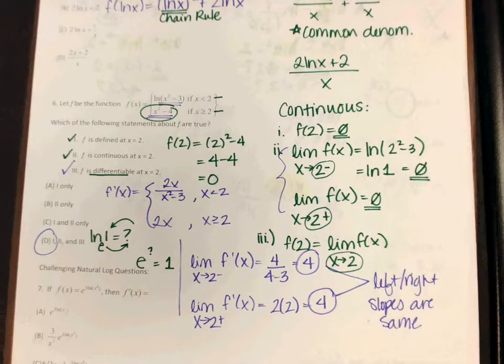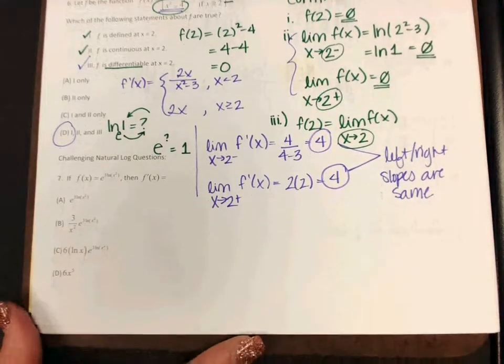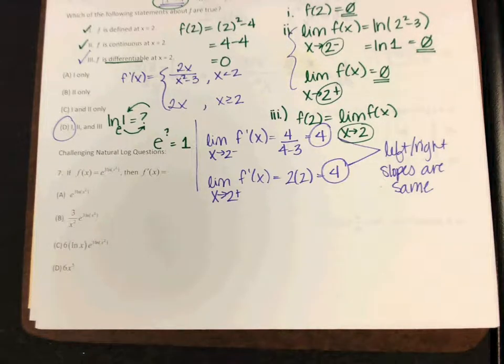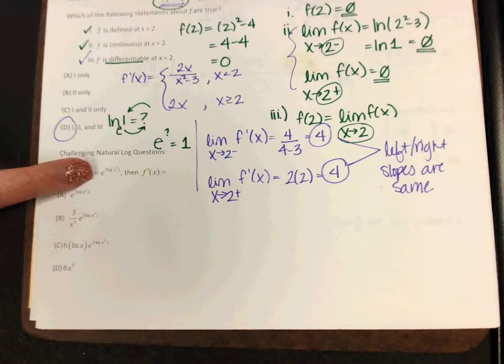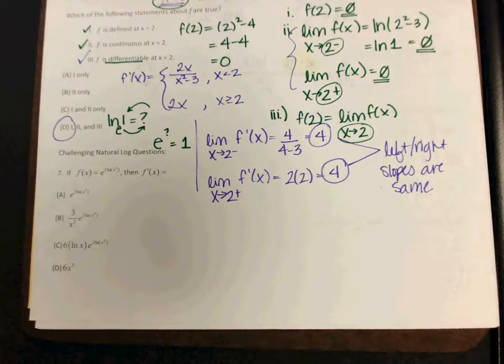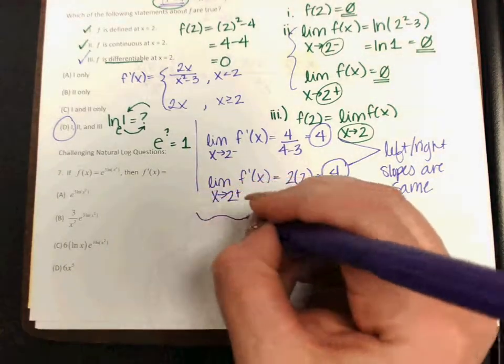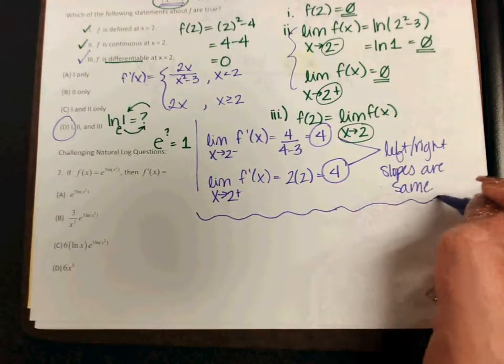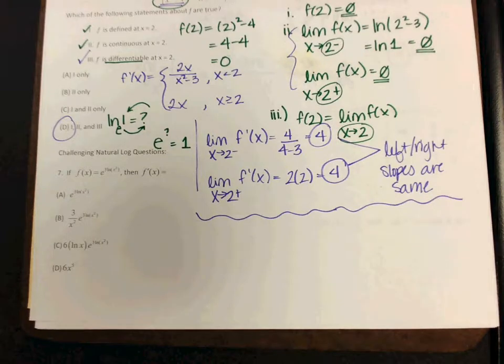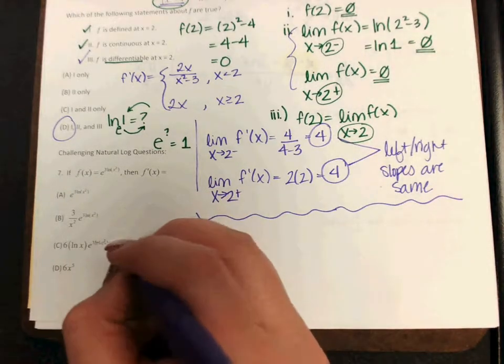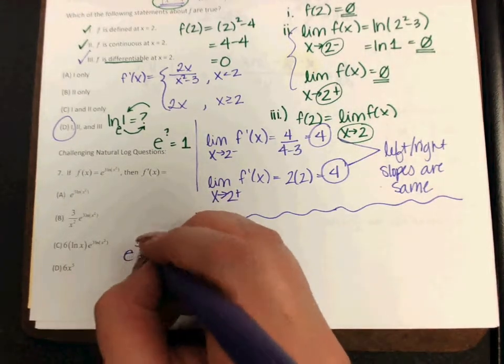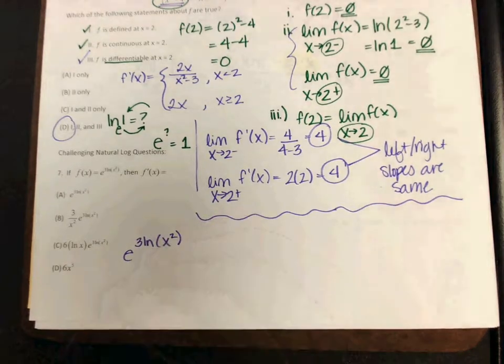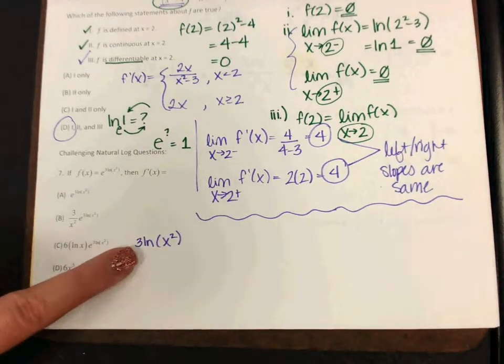Next one. Okay, number 7. If you did this based on your long rules, it actually is still possible, but there's a very easy simplification that you can do on this one that makes the problem a million times simpler. So when I have this, e to the 3 ln x squared. Okay, there is a rule if I cover the e up here.